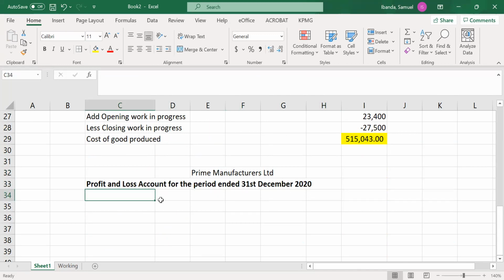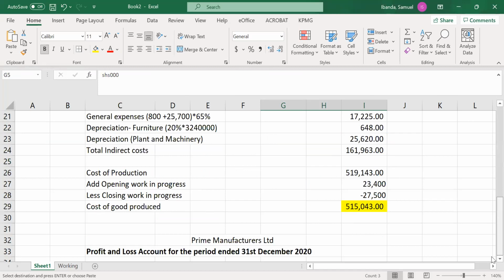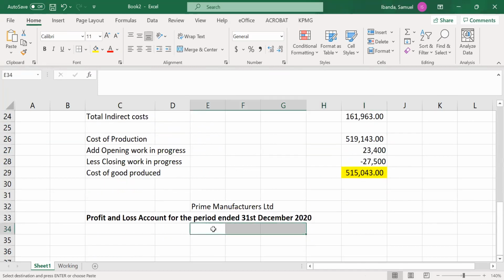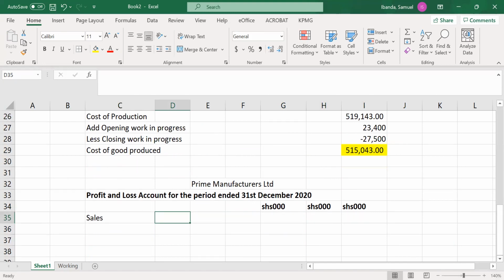So when you're doing a profit and loss, you do the normal one. Definitely, we start with sales. But before that, let's just put our 3 zeros up. Okay. So we start with sales, and of course, we move to less cost of sales, and then gross profit, and then other operating expenses, the normal way.